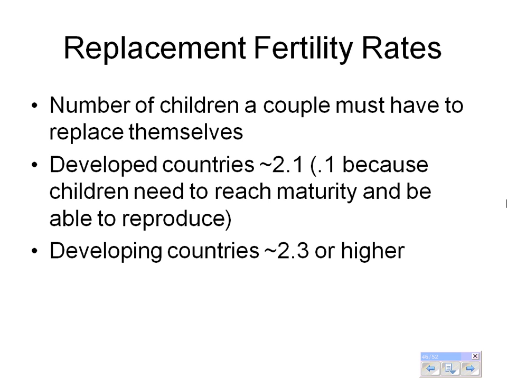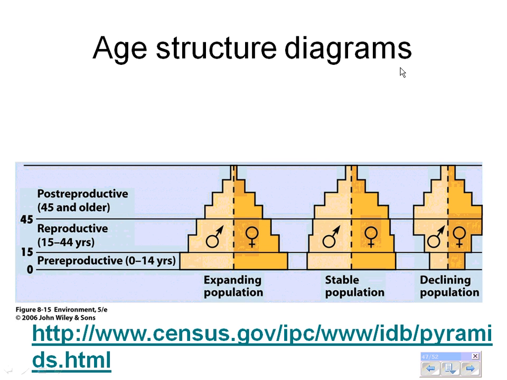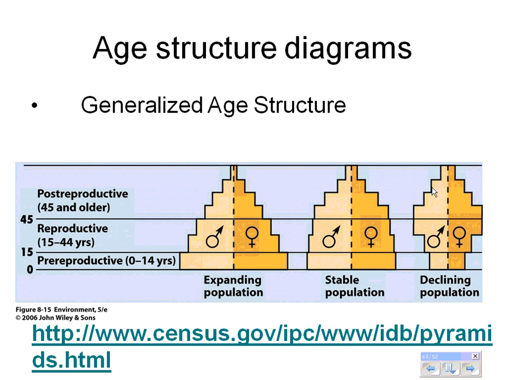Age structure diagrams. This is showing you some generalized age structure diagrams. They're an indicator of future population trends. And you have three main shapes here. You have an expanding population, you have a stable population, and then you can see the declining population here.